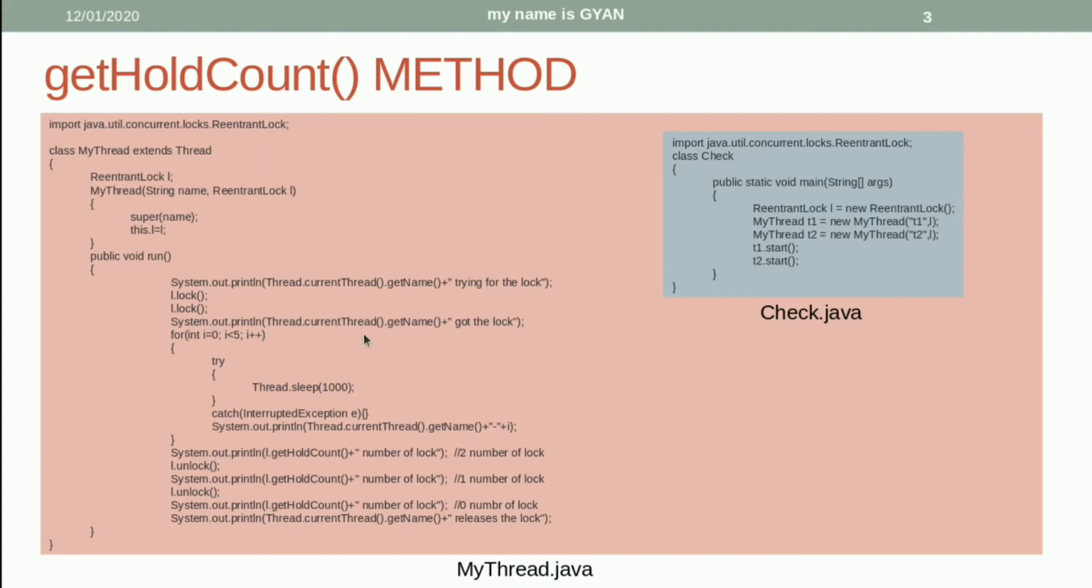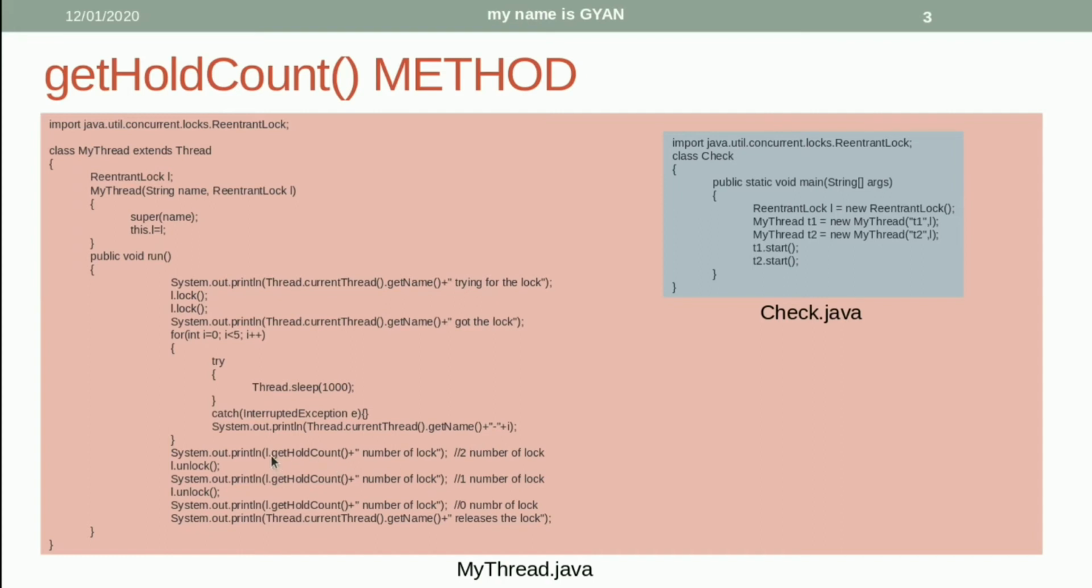Then after, we are printing the name of the current thread which got the lock. Then after, we have a loop which starts from 0 and goes up to 4. In this loop, we are calling the sleep method. The current thread will sleep for 1 second, meaning 1000 milliseconds. After sleeping, the thread prints the name of the thread plus the value of i, meaning the number of the iteration. Therefore, if the thread T1 gets the first chance to execute this loop, then the thread T1 will print T10, T11, T12, T13 and T14.